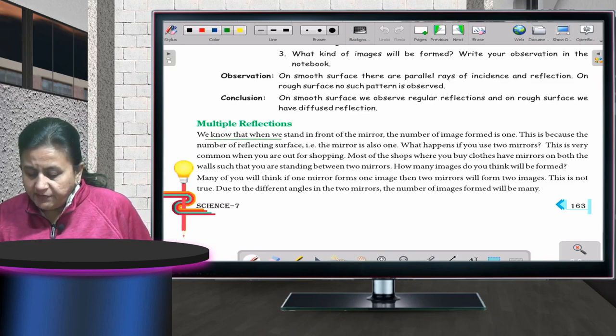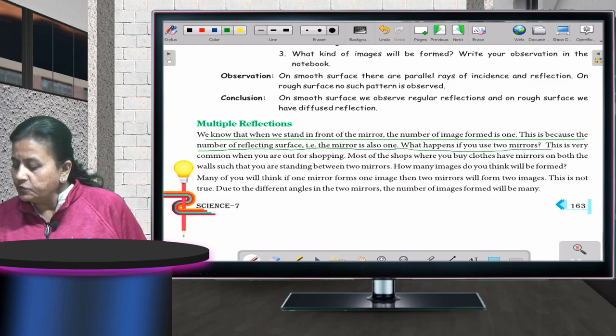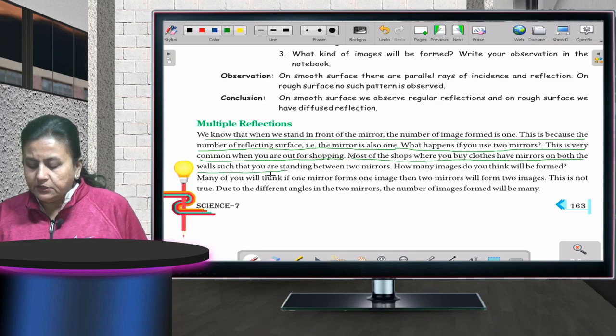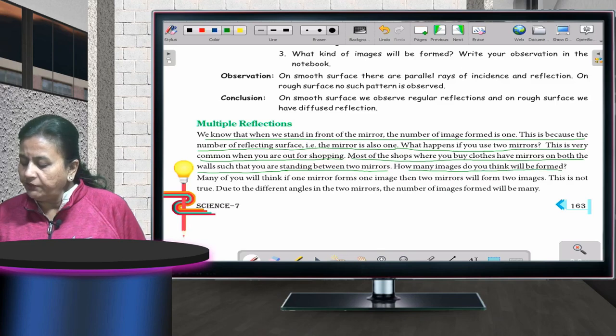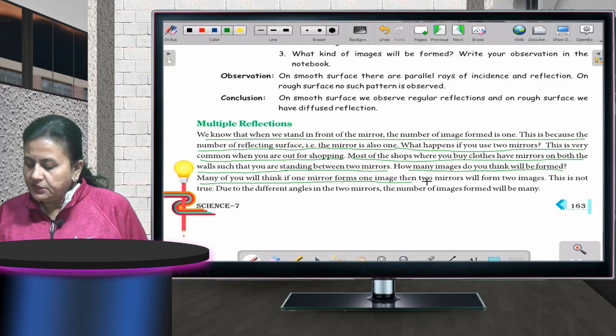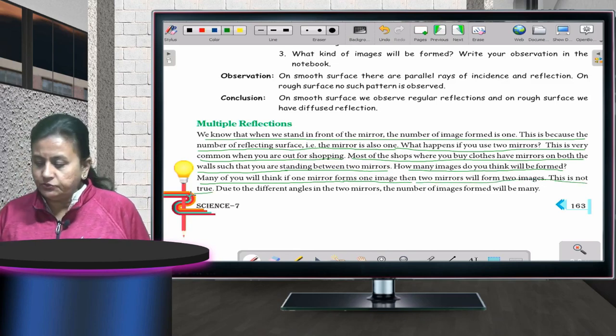We know that when we stand in front of the mirror, the number of images formed is 1. This is because the number of reflecting surfaces, that is the mirror, is also 1. What happens if you use 2 mirrors? This is very common when you are out shopping. Most of the shops where you buy clothes have mirrors on both the walls, such that you are standing between 2 mirrors. How many images do you think will be formed? Many of you will think if one mirror forms 1 image, then 2 mirrors will form 2 images. This is not true, as I told you just now.